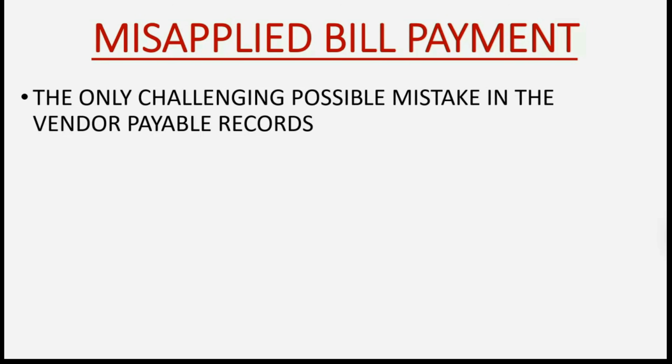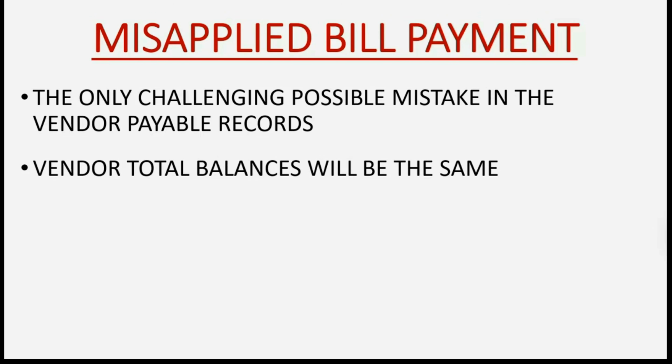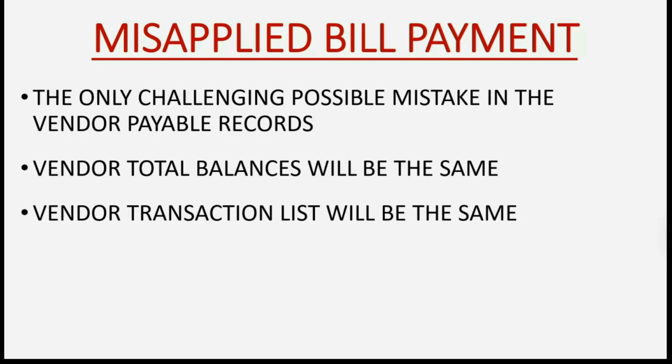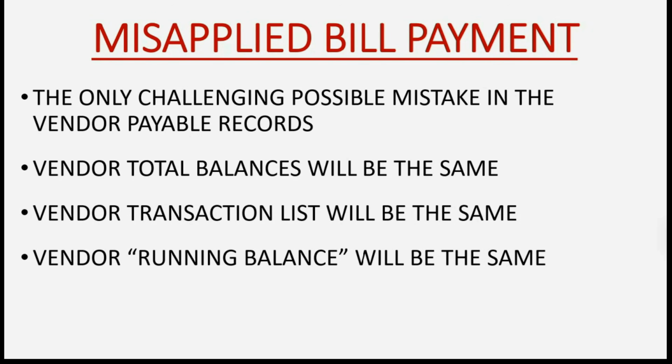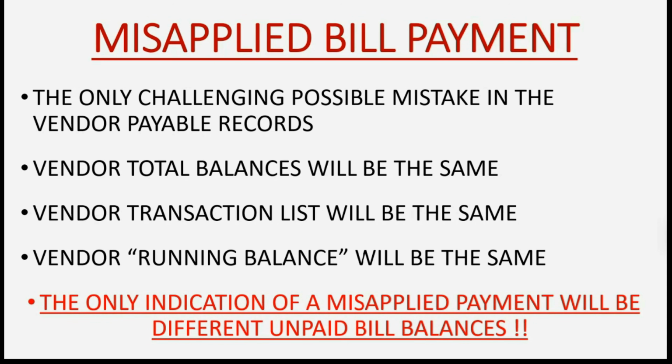Misapplied bill payment is the only challenging possible mistake in the vendor payable records. The vendor total balance will be the same. The vendor transaction list will even be the same. And the vendor's running balance will be the same, meaning the balance as of a specific date. The only indication of a misapplied payment will be different unpaid bill balances for the individual unpaid bills when you compare your report to the vendor statement.